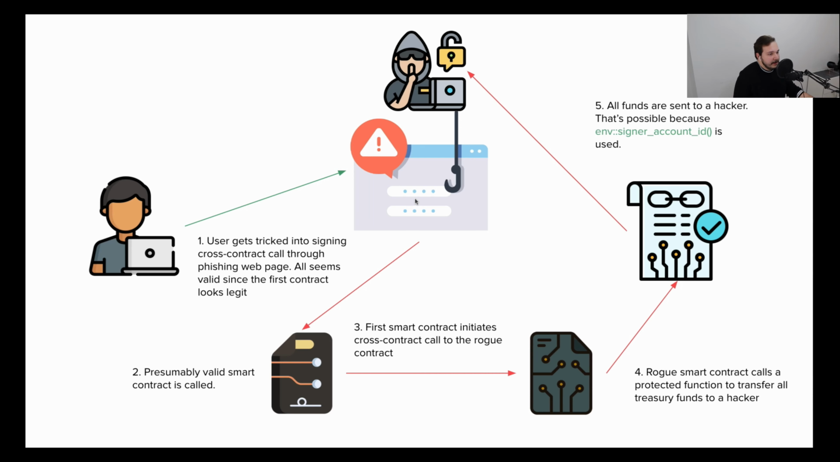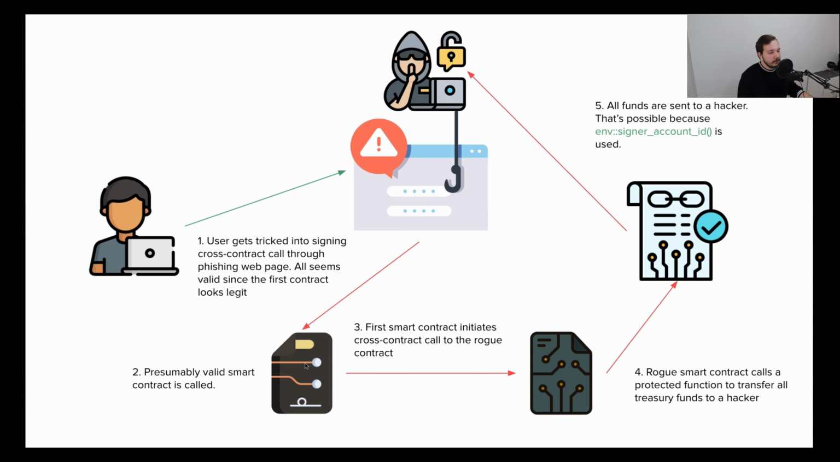So how can it be done? The hacker creates a phishing web page, and the user gets tricked into signing a cross-chain transaction. The user just looks and sees, okay, this page actually calls this contract. This contract seems valid, why not? So the user signs the transaction.